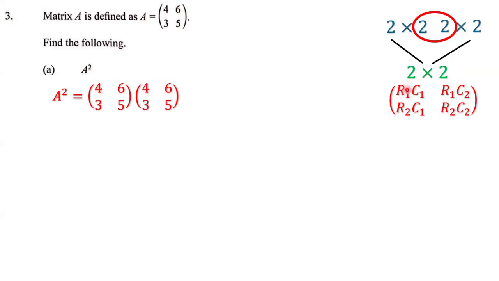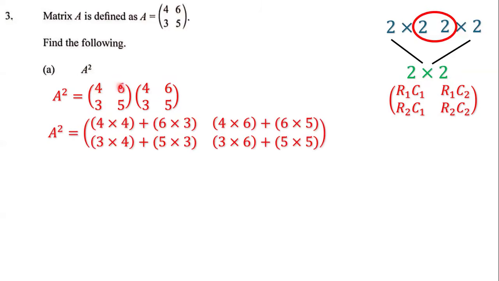The first thing we have to do is row 1 multiplied by column 1. And so we're going to take row 1, this is row 1, and we're going to multiply it by column 1. So we have 4 times 4 here, and we have 6 times 3. Okay, that's good. Now let's move on to row 2, column 1. So we're going to say 3 times 4, and we're going to say 5 times 3.